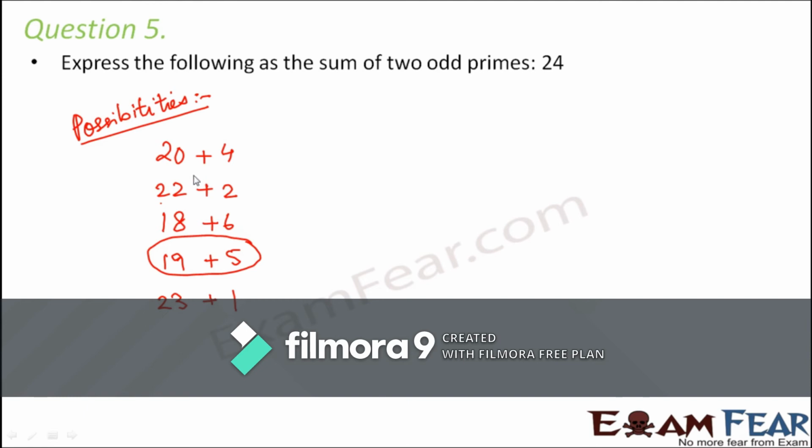Let us look at some other combination. Let's say in 18 plus 6, we reduce 18 by 1. So it becomes 17, which is a prime number. Now since we have reduced 18, so we will have to increase 6 by 1, so it becomes 7. So 17 plus 7, that is also a sum of two odd primes. So these are certain ways in which we can write 24. So 24 can be written as 19 plus 5. It can also be written as 17 plus 7.